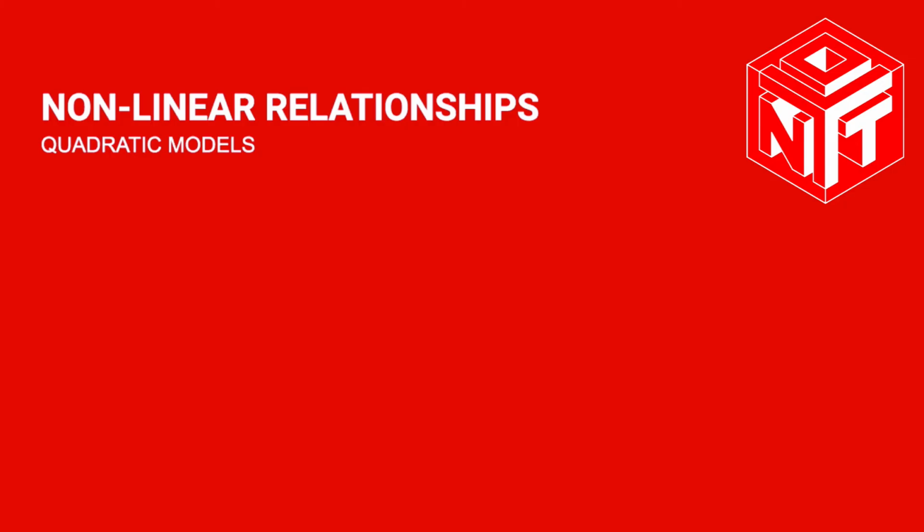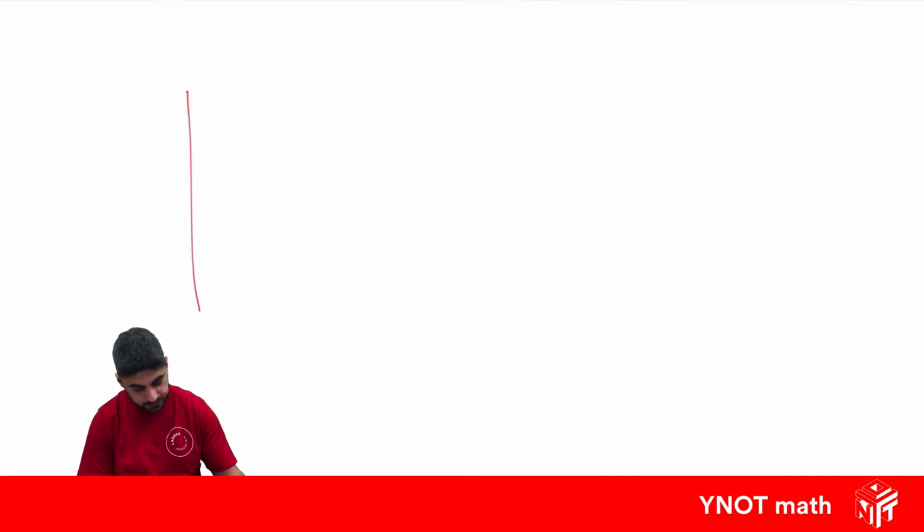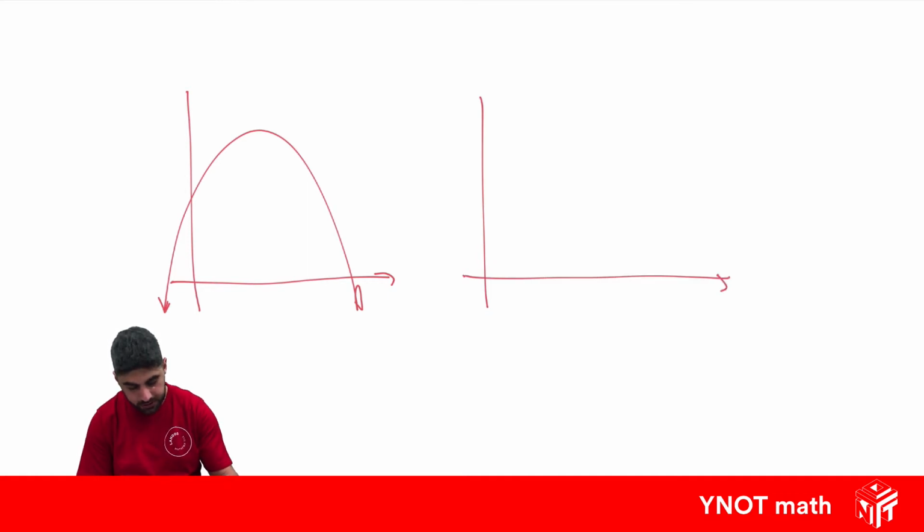Quadratic models. So quadratic models are equations that show a relationship between variables in the shape of a parabola. So a parabola is going to look something like this, where the parabola could be shaped like that, or it could be shaped like this.